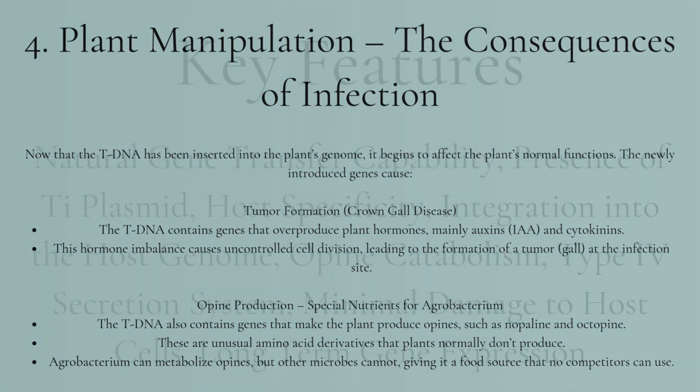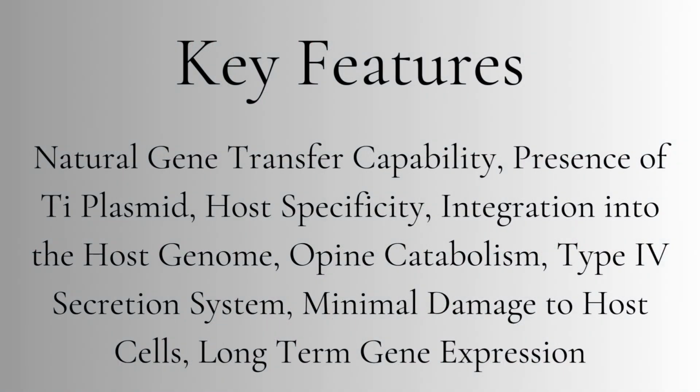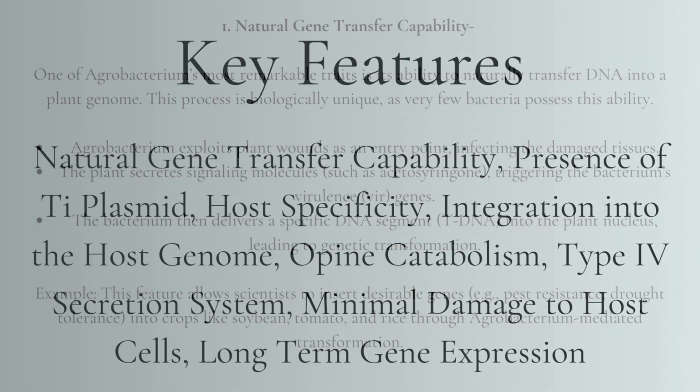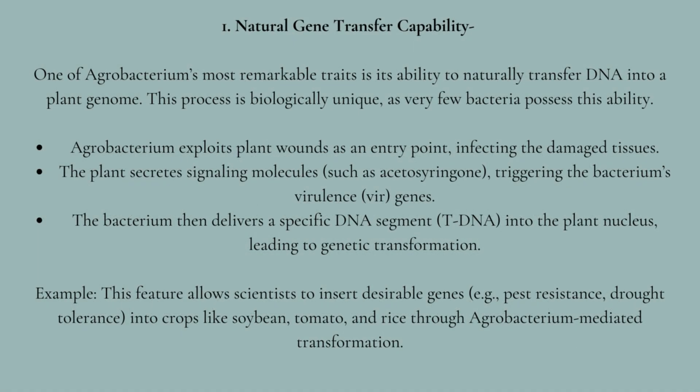So now let's look at the key features of Agrobacterium mediated gene transfer. First would be its natural gene transfer capability. Agrobacterium is one of the few bacteria that can naturally transfer DNA into a plant genome. It enters through plant wounds, detects signaling molecules like acetosyringone as discussed before, and activates virulence genes. The bacterium then transfers tDNA into the plant nucleus, causing genetic transformation.